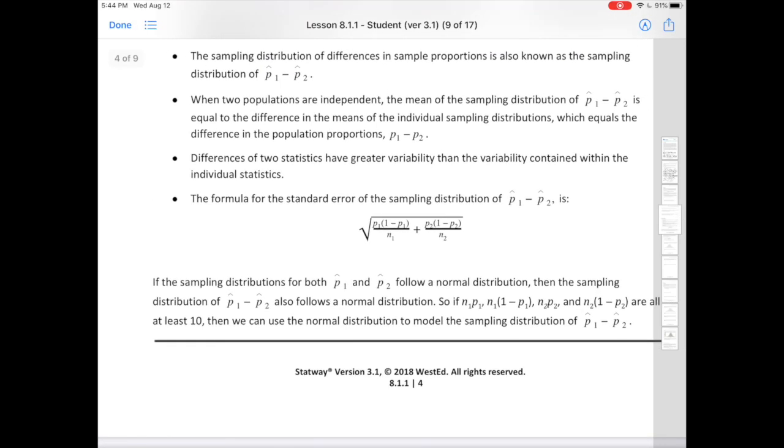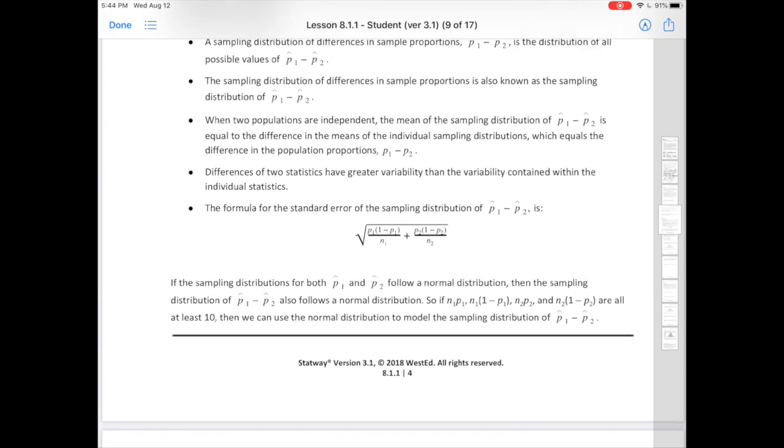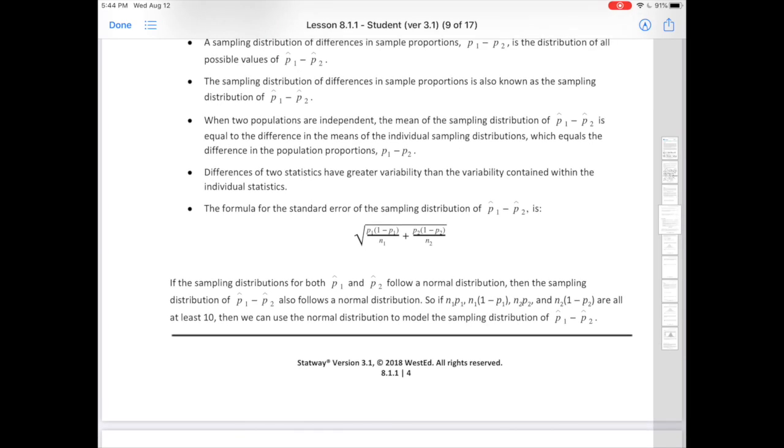If the sampling distributions for both P1 hat and P2 hat follow a normal distribution, then the sampling distribution of P1 hat minus P2 hat also follows a normal distribution. So if N1 times P1, N1 times 1 minus P1, N2 times P2, and N2 times 1 minus P2 are all at least 10, then we can use the normal distribution to model the sampling distribution of P1 hat minus P2 hat.